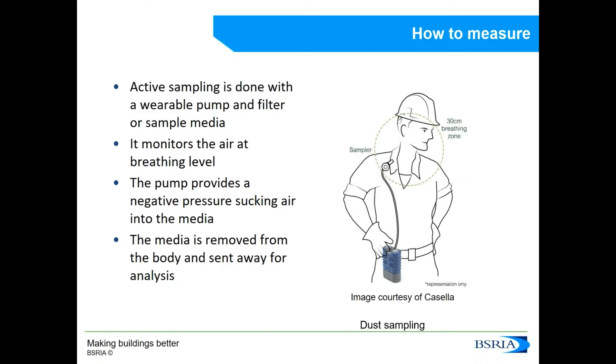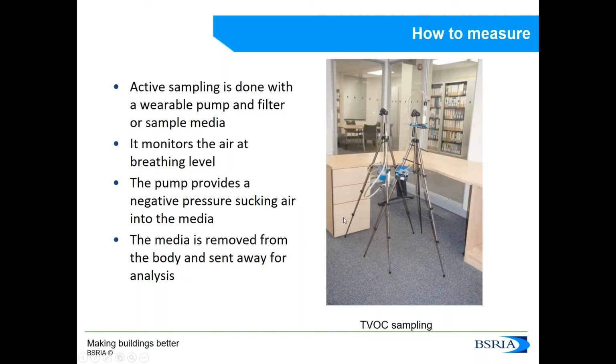Some contaminants can be measured using active sampling, for example, dust sampling on a worker during a day, or VOCs. How this works is we have a sample media, which for dust could be a filter. For total VOCs or for formaldehyde, we have different samples that have different media inside of them, for example, charcoal. We force air to go through this sample, and then we send the sample to a laboratory for analysis. We can use it on a worker, so they can carry this the whole day during their work, or we can set it up in a room and measure the contaminants in the space.